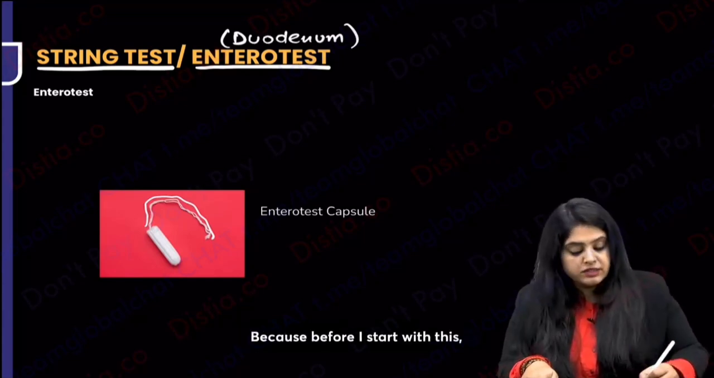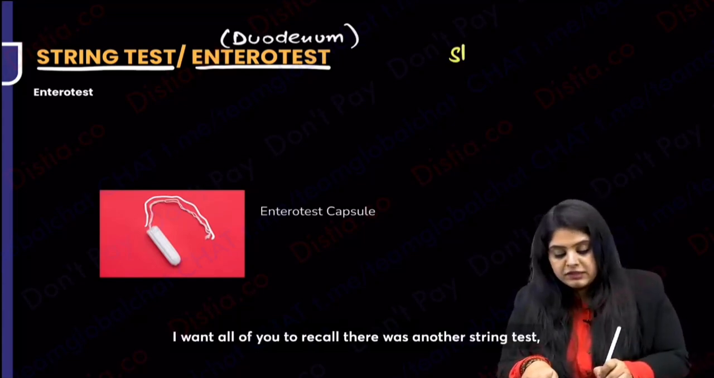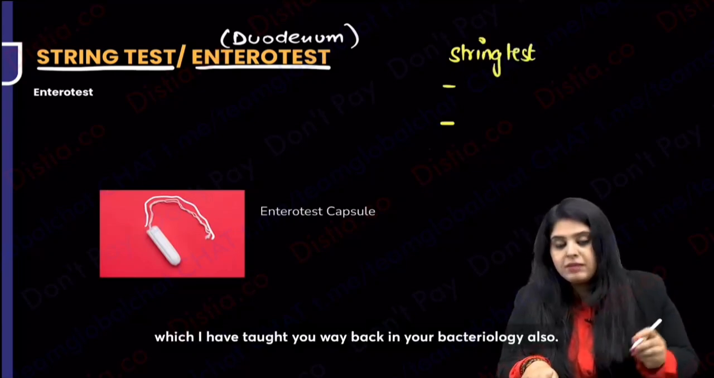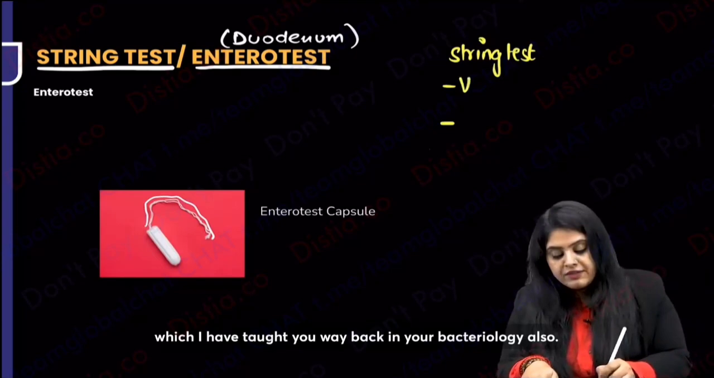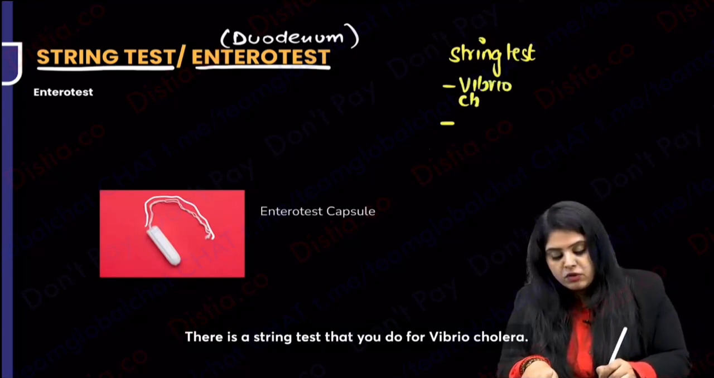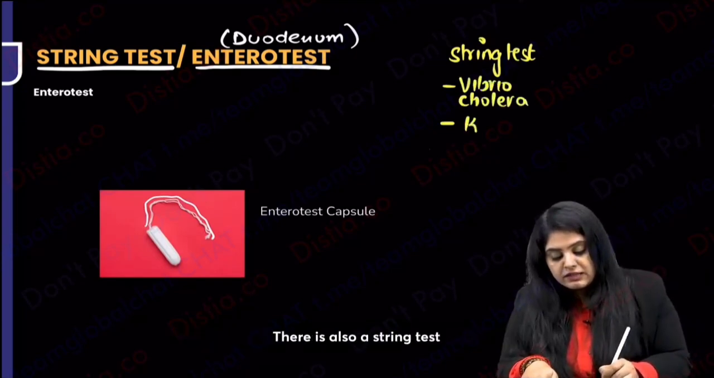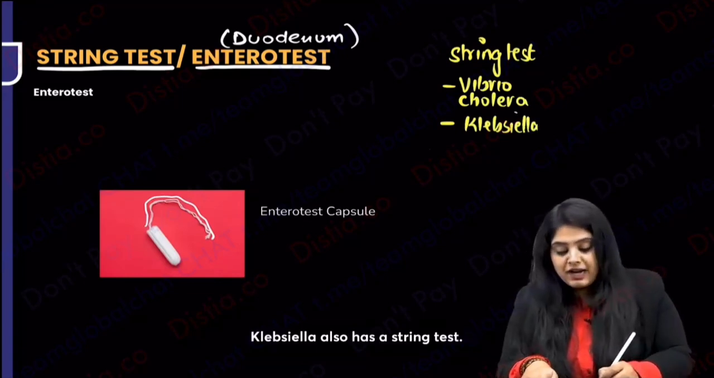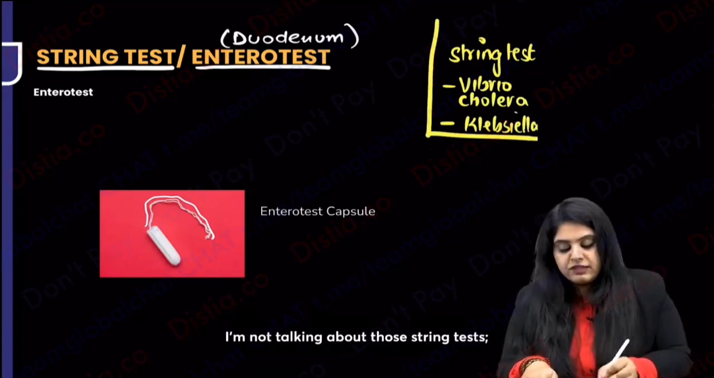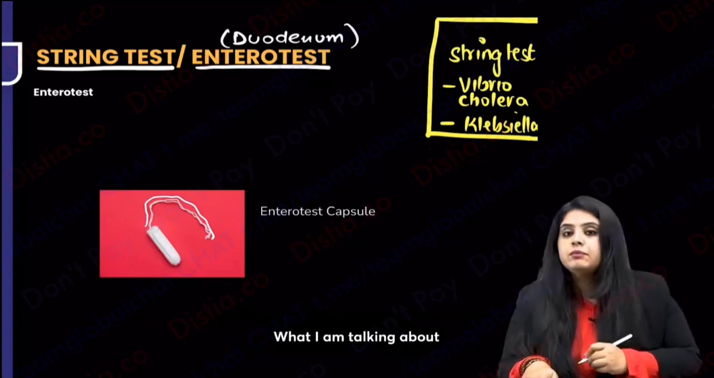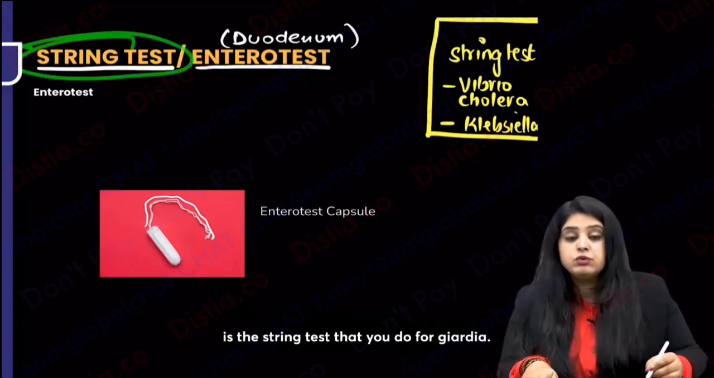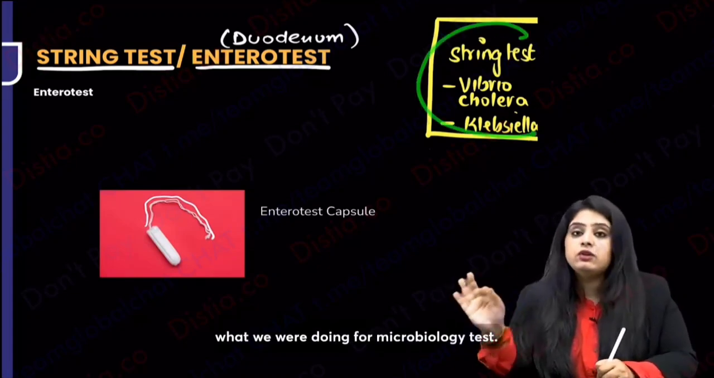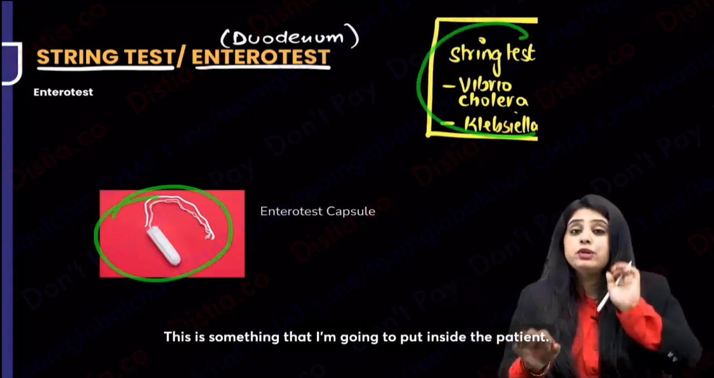Because before I start with this, I want all of you to recall there was another string test, or in fact, there are 2 string tests which I have taught you way back in your bacteriology also. There is a string test that you do for Vibrio cholera. There is also a string test that you do for Klebsiella pneumoniae. I am not talking about those string tests. They are totally different. What I am talking about is the string test that you do for Giardia, because the string tests over there were microbiology tests. This is something that I'm going to put inside the patient.